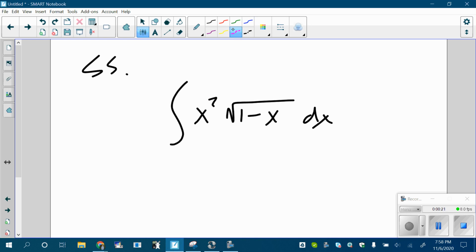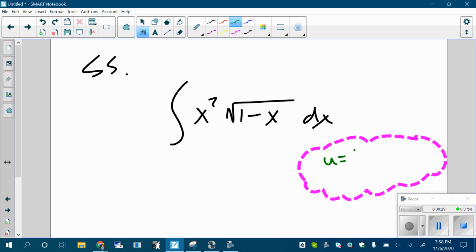First thing, draw your cloud. What are you going to choose for u? You got to choose 1 minus x. So your du is just negative 1 dx.